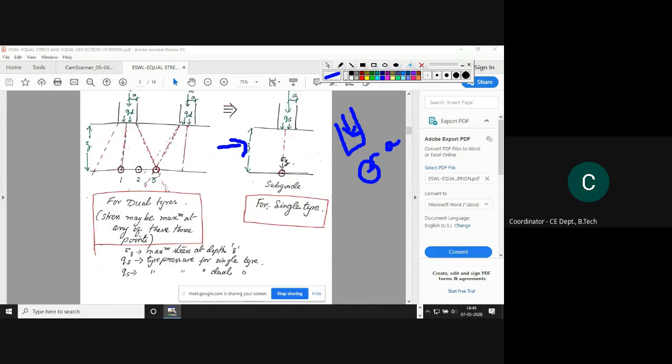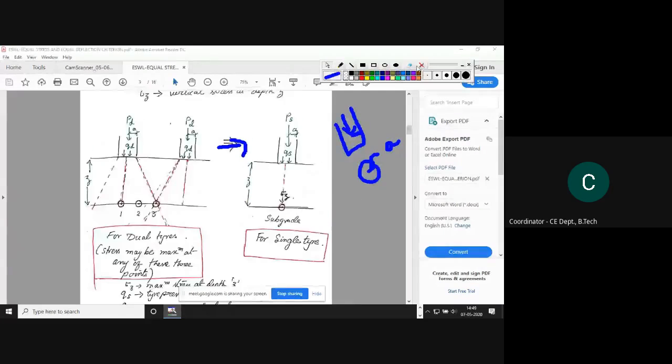So this is for the dual combination and this is for the single combination. See here, I have given 3 points. Now what are these 3 points? These are actually critical points. Critical points 1, 2, 3 are there. Now what are these locations? Suppose I'm taking this wheel. What is the central axis? This is the central axis of this. This is suppose the left wheel and this is suppose the right wheel. So for the left wheel, the central axis is this one.